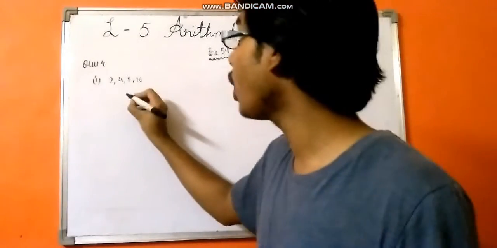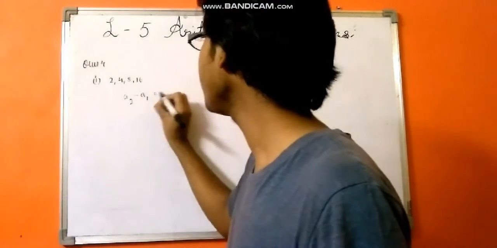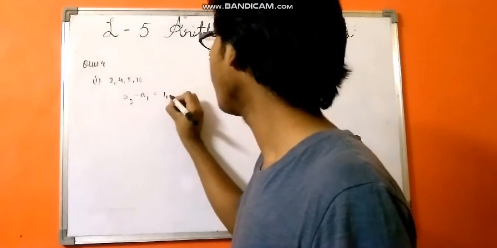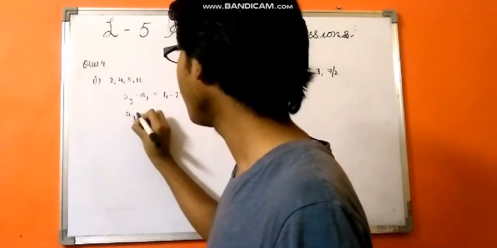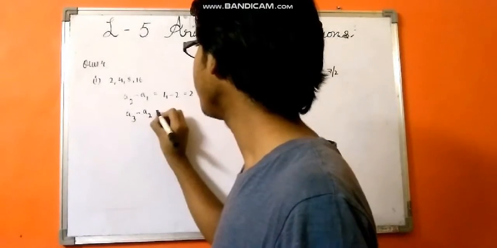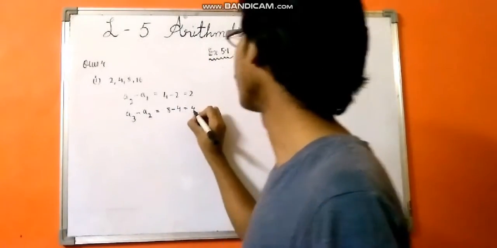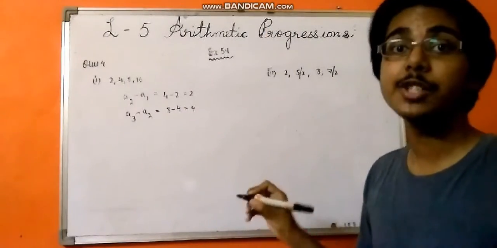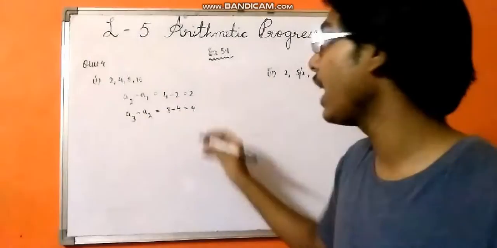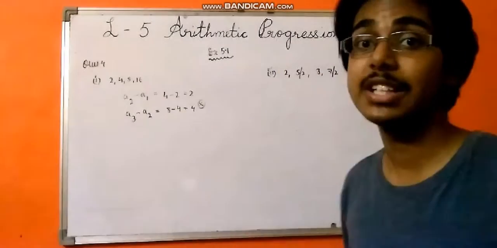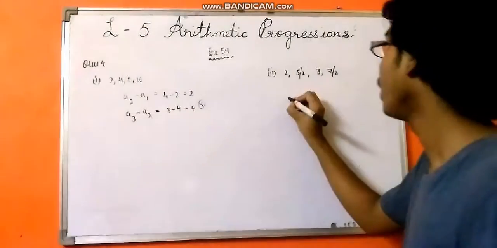First we'll find the common difference A2 minus A1, which is equal to 4 minus 2, which is equal to 2. Now let us find the difference A3 minus A2, which is equal to 8 minus 4, which is equal to 4. So here you see that the common difference between different pairs of corresponding terms is not equal. Therefore this is not an AP. Since it is not an AP, you don't need to find the next terms. Now let us look at the second question.